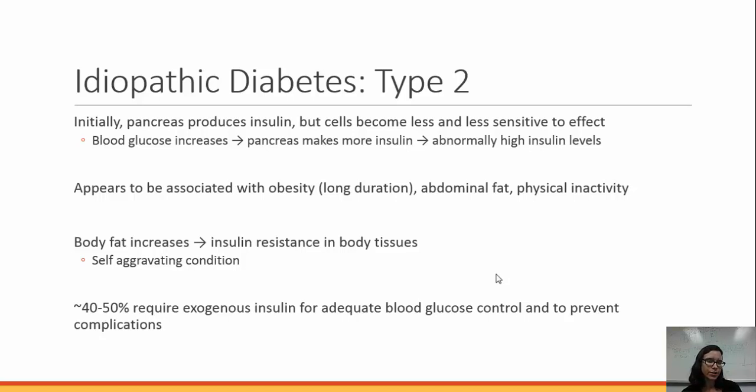Type 2 does appear to be associated with long duration obesity, abdominal fat, and physical inactivity. As body fat increases, insulin resistance also increases in the body tissue. We call this non-insulin dependent diabetes, but many individuals take insulin or require exogenous insulin, and that's about half of adults with this condition.